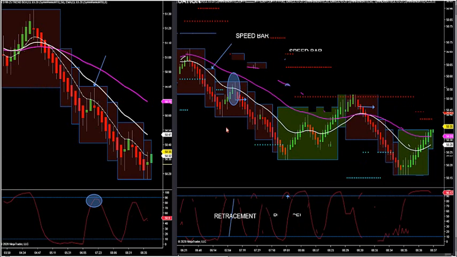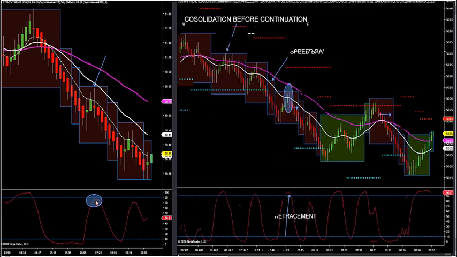So this is a speed bar. Here's a consolidation box, consolidation before continuation. That is when we're above 90% over here on the 9 sim, telling us to look for a big continuation, a big possible move, big white boxes. Now we need what? We need speed to come into the market. So when speed comes into the market, a speed bar, we know to look for what? We need to look for the first retracement to pop in the market.